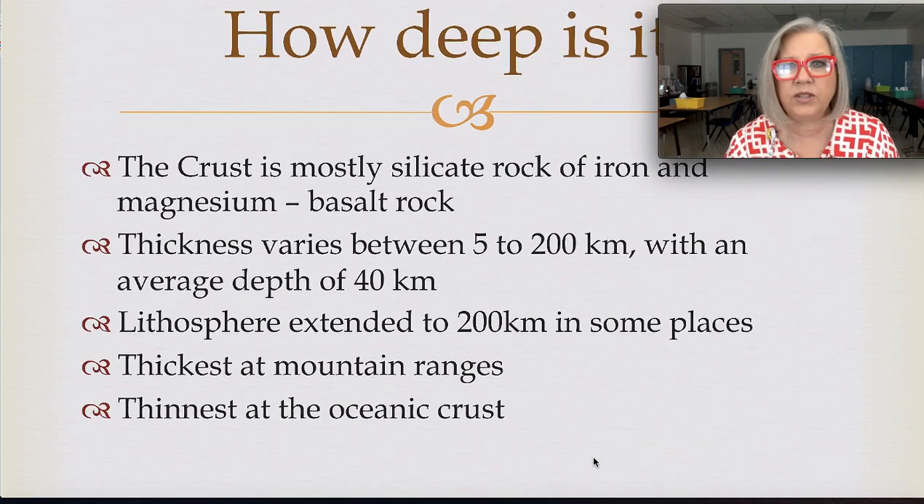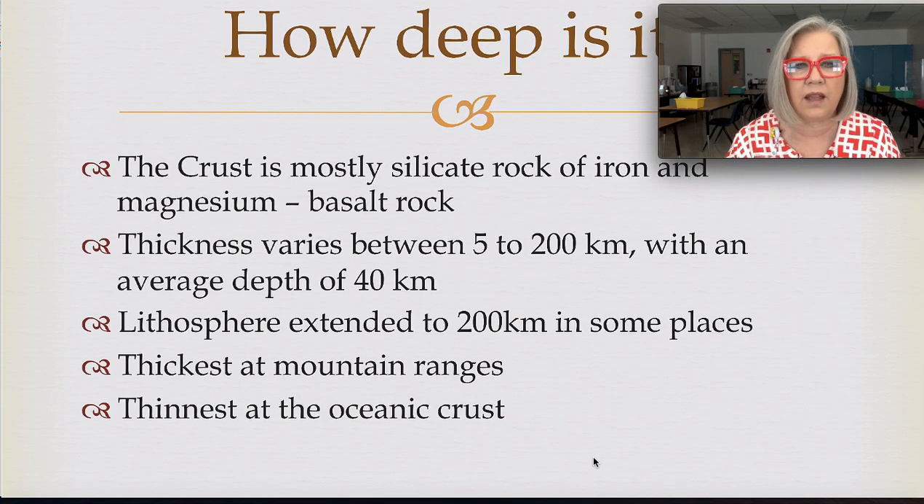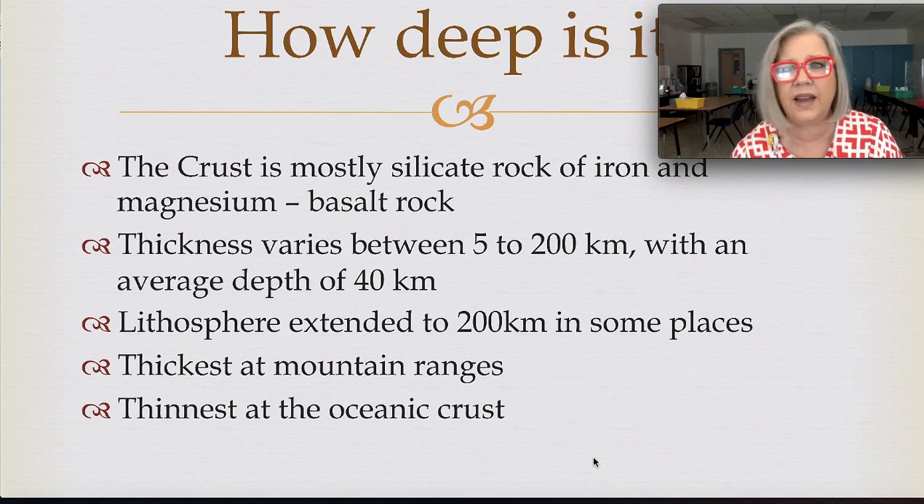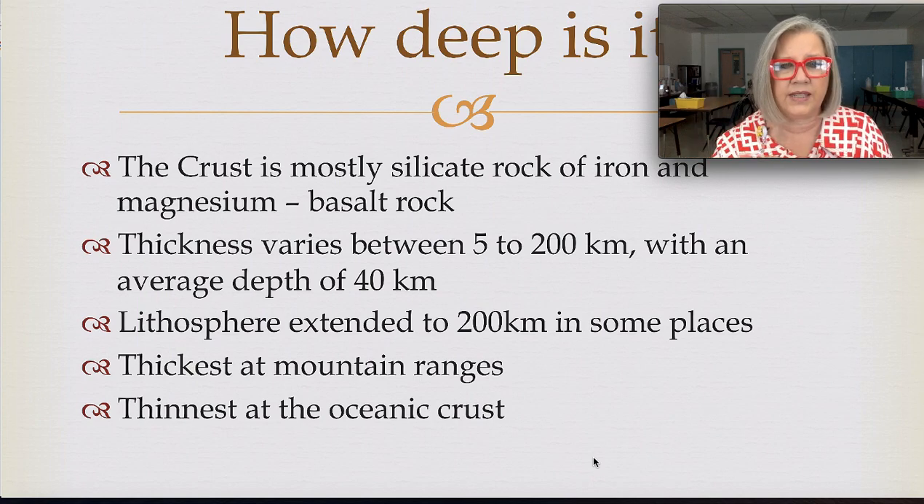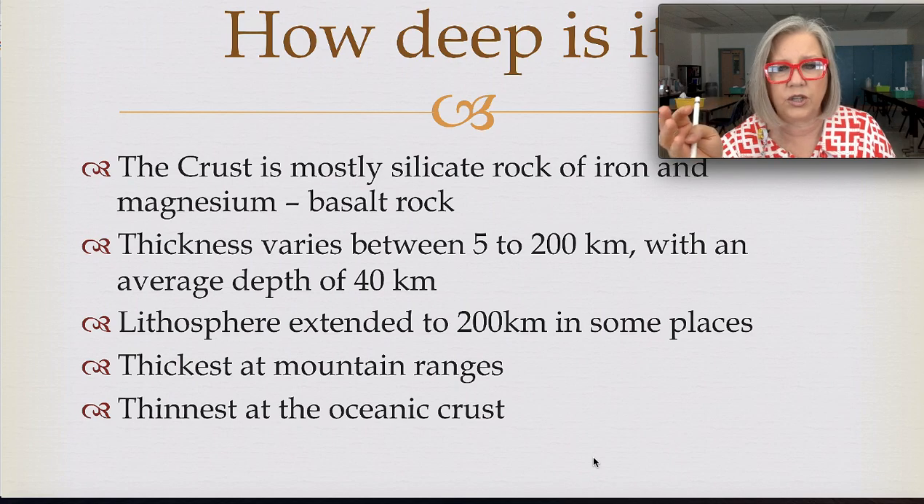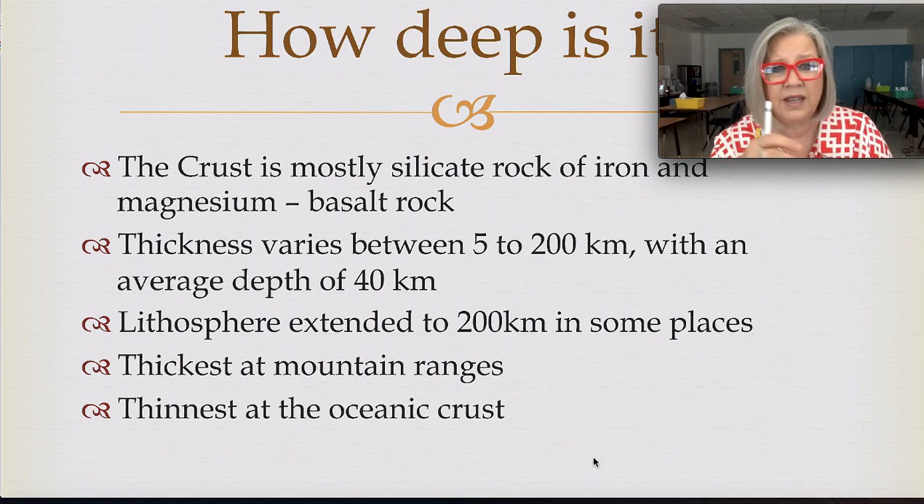So most of it's silicate rock. Once again, a lot of iron and magnesium in it, and that is known as basalt rock. There's 3 different kinds of rocks that we'll look at. So once again, you can see that it varies in depth depending on where you are. It can extend up to 200 kilometers at the mountains and is very thin at the ocean floor.